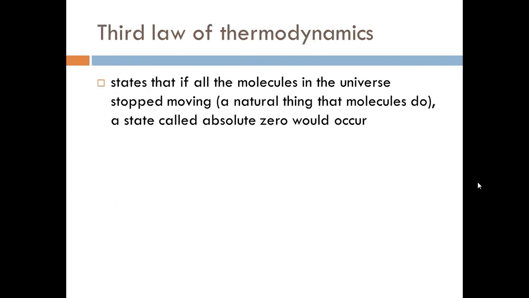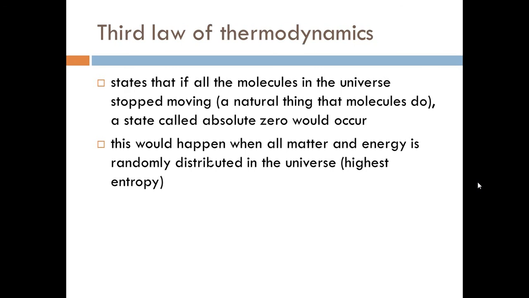And then, very quickly, the third law, which we are not going to work much with, states that if all the molecules in the universe stopped moving, a state called absolute zero would occur. All molecules are always moving. They have this inherent motion to them that isn't stoppable. But if all the molecules did stop moving, this would happen when all the matter and energy happens to be randomly distributed throughout the universe, which means it's at its highest entropy or its highest disorder. And this would equal negative 273.15 degrees Celsius, which would be absolute zero.